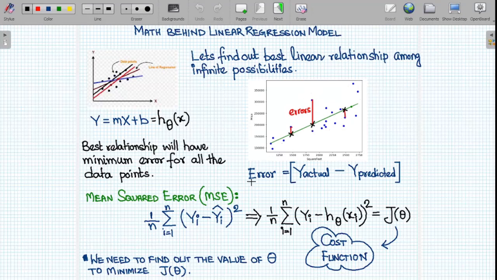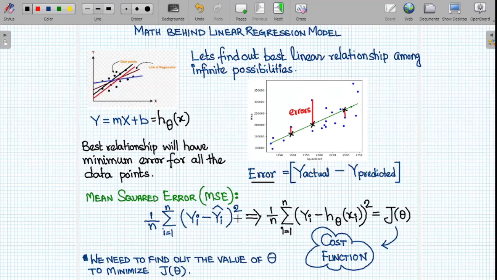By this, we can get the error for a specific data point. Now, this error can be a positive error or a negative error. If you see here, the predicted value is more than the actual value. We have to find a straight line or a linear relationship which has minimum errors for all the data points. The best relationship will have minimum errors for all the data points. In order to calculate the total error of all the data points, we will be using mean squared error.